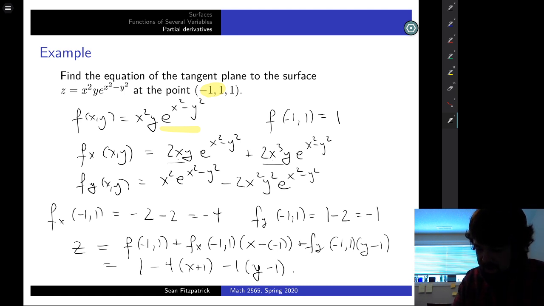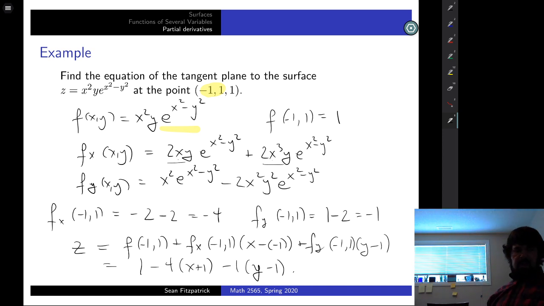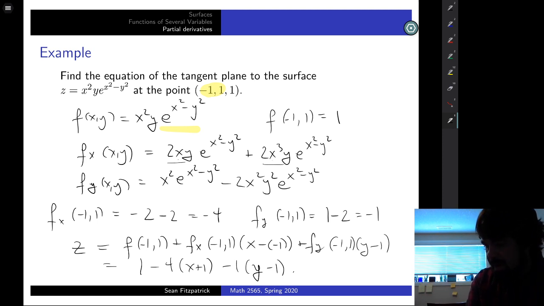Okay. We found a tangent plane. That means we're done the course. That's the last thing that we needed to know how to do. Yeah. We made it. Okay. So we're at the end of the material.